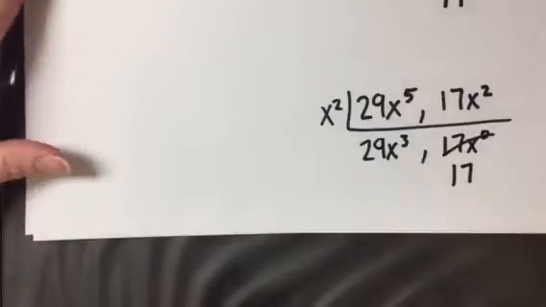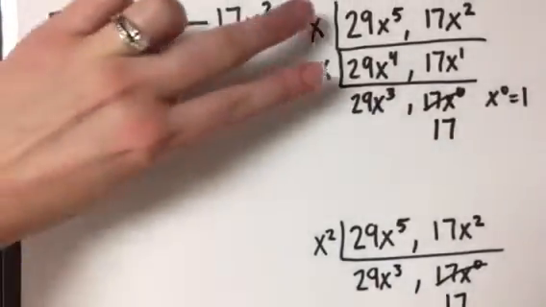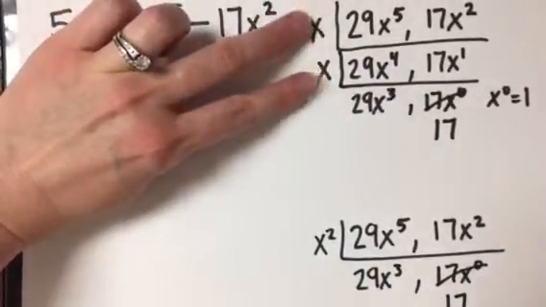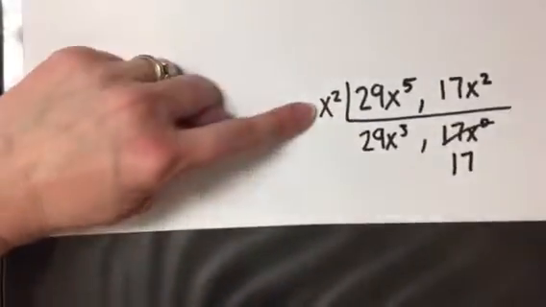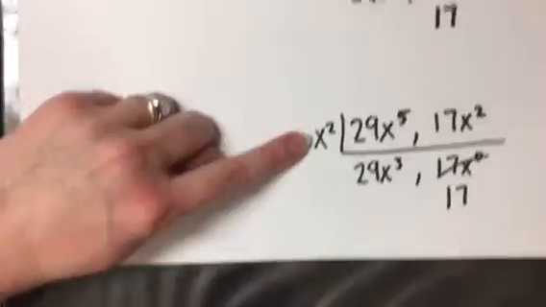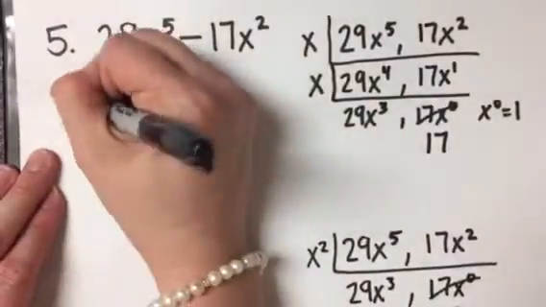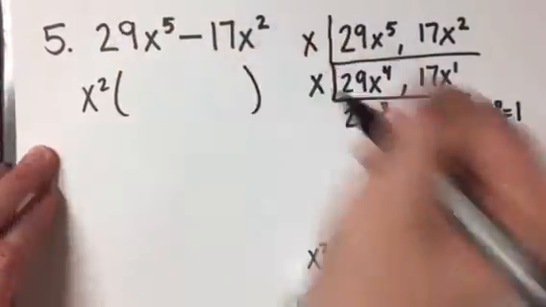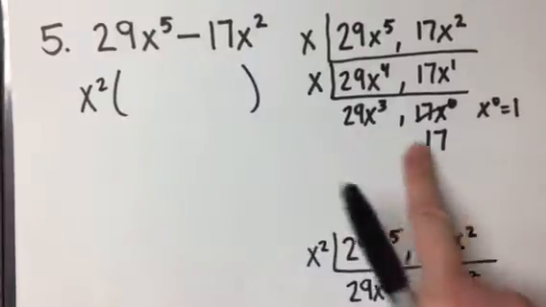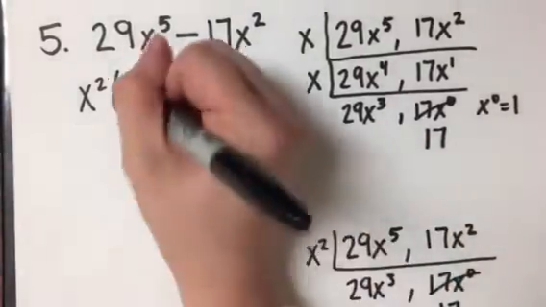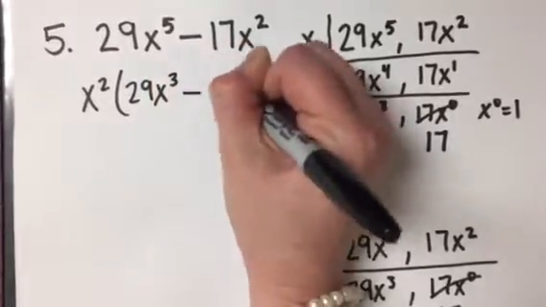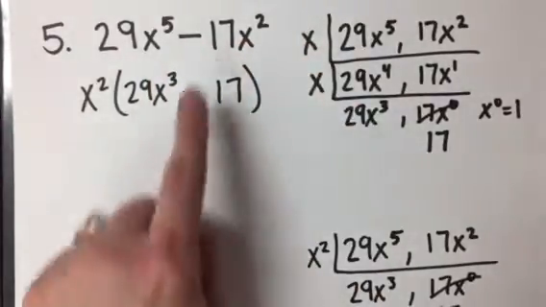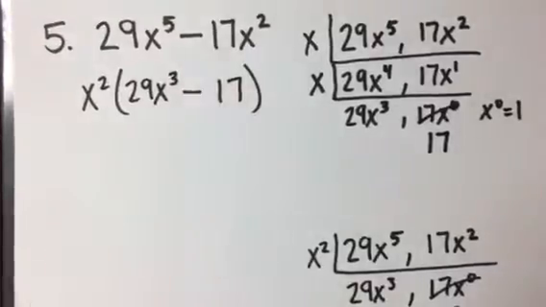So let's write our answer in factored form. Our GCF is x squared because we have x times x. We add those exponents, gives us x squared. Or if we use the shortcut method, you see our GCF. Write your leftovers in parentheses using the terms at the bottom of your prime factorization. 29x cubed minus 17. Be careful to remember to use the same sign that was in the original problem.